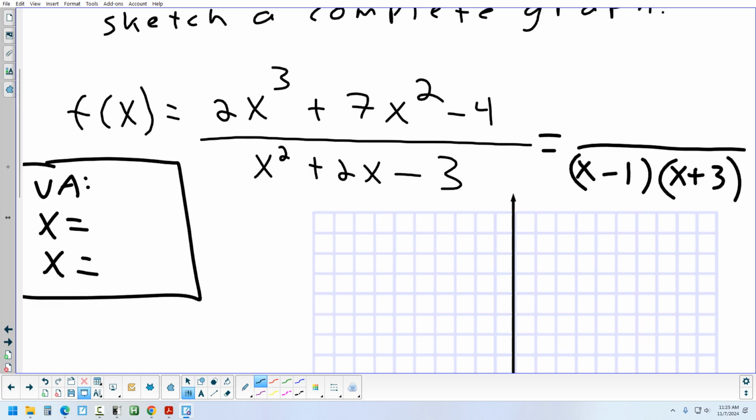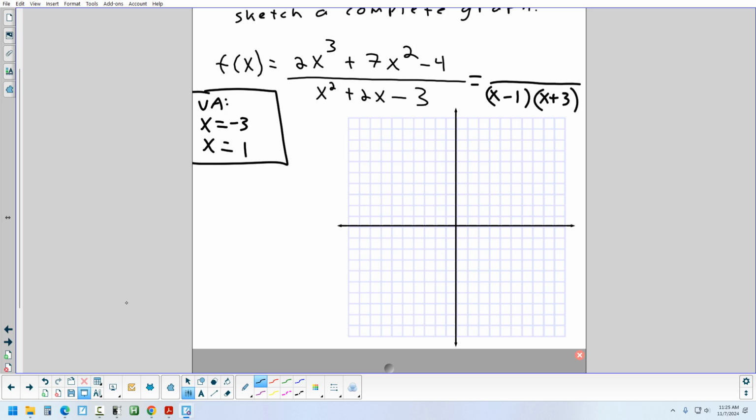What are the two numbers that make the bottom 0? Negative 3 and 1. Okay, let's put those on our graph. Negative 3, 1. Okay, we just put in two vertical asymptotes. That means my graph is going to be separated into how many sections? 3. You're going to have a left, a middle, and a right.